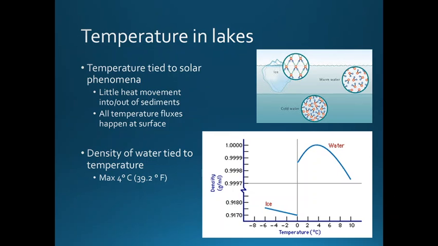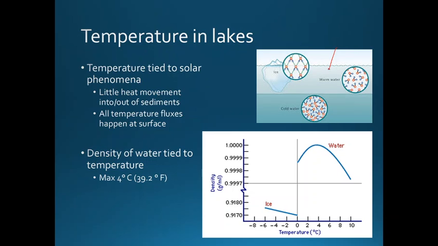What we see is that heat doesn't really move into the sediments or out of the sediments very much. I mean, unless you have lava or something, it's not really going to change. There's not going to be any heat exchange. Maybe a volcanic lake in a caldera would have some geothermal heating, but that's relatively rare. So essentially, in most lakes, especially all glacial lakes, essentially all of the temperature fluctuations happen at the surface of the water.